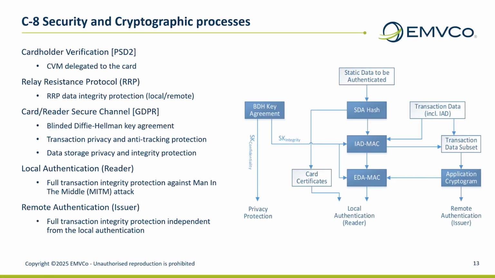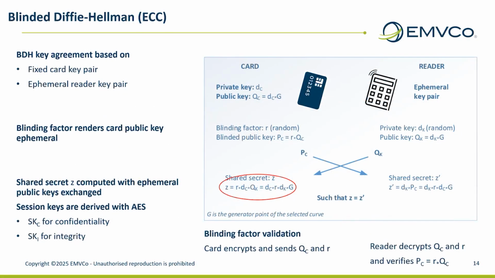I will now conclude my presentation with 3 slides that deal in more detail with blinded Diffie-Hellman, session key derivation, and finally the 2 MAC calculations. This slide shows again the blinded Diffie-Hellman protocol according to ISO 11770-3, but instantiated as in Kernel 8 using elliptic curve cryptography. As previously explained, the special version of Diffie-Hellman used here is blinded, meaning the card public key shared with the terminal is not the certified public key, but the certified public key multiplied by a one-time random number, R, the so-called blinding factor.